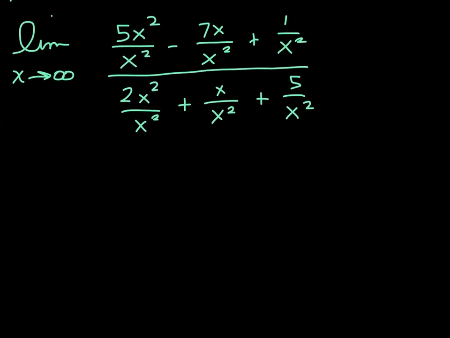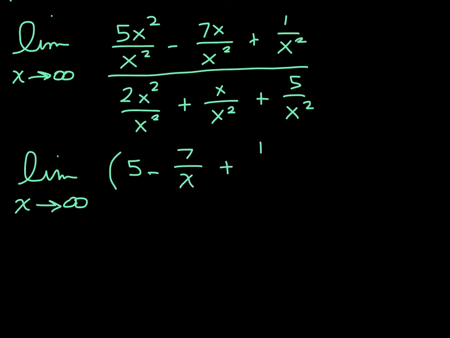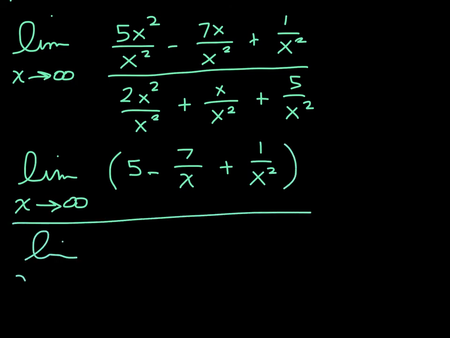And so now this is the limit as x approaches infinity of, now what we need to realize is that we can use the quotient rule to say that this is going to be the limit of this numerator, which is 5 minus 7 over x plus 1 over x squared, right, over the limit as x values get arbitrarily large of 2 plus 1 over x plus 5 over x squared.